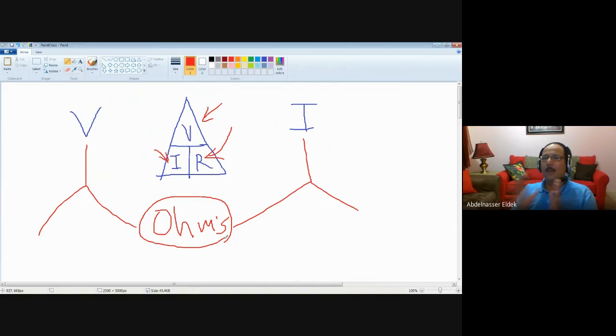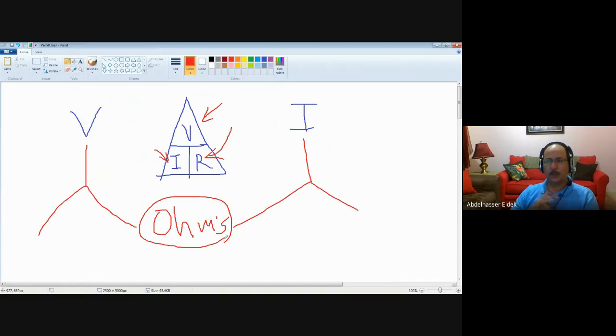Now assume that you don't have two out of three. For example, you want to calculate the voltage and you don't know the resistance or the current, or you know the resistance, you don't know the current, and you want to calculate the voltage. In this case, you can't use Ohm's law. You have to have two out of these three. So this is number one. When I ask you to calculate voltage or current, first think about Ohm's law.